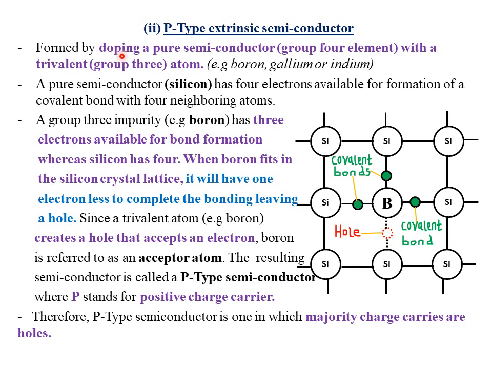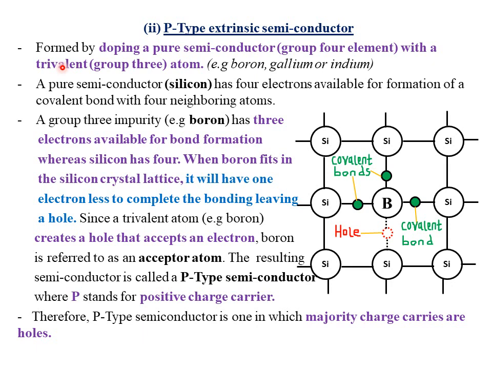They are formed by doping a pure semiconductor, that is a semiconductor that has no impurities, or what we call the group 4 elements, which include silicon and germanium, with a trivalent. Remember, the word tri means 3. Therefore, when we talk of trivalent, we simply mean an atom that has 3 valency electrons, or an atom that has 3 electrons in the outermost energy level, which are readily available for bond formation.